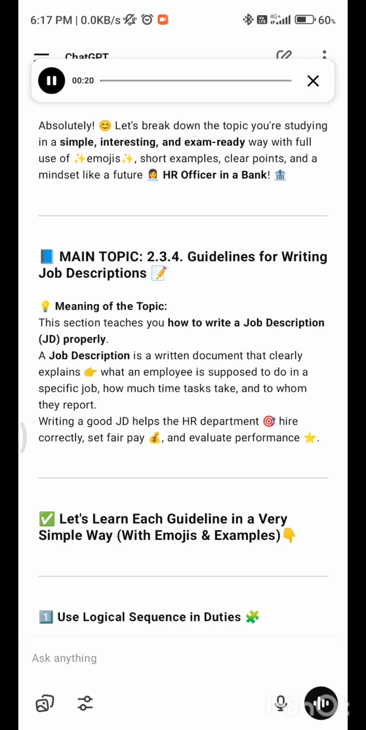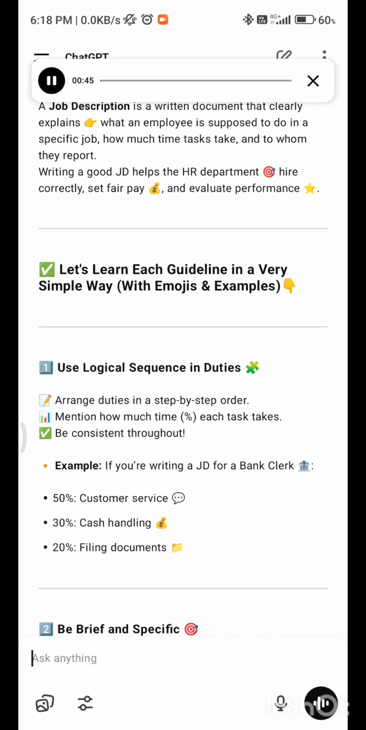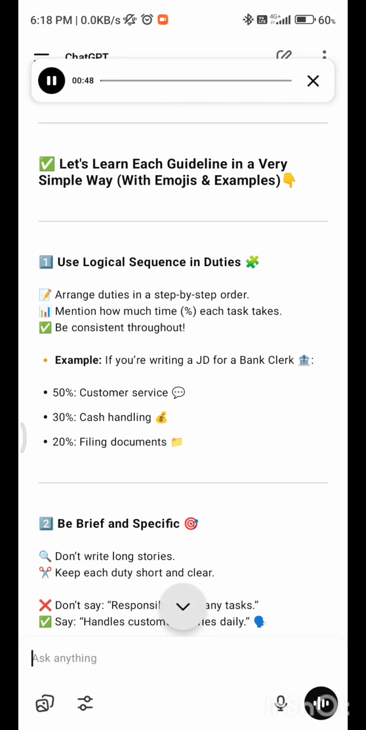Meaning of the topic. This section teaches you how to write a job description, JD, properly. A job description is a written document that clearly explains what an employee is supposed to do in a specific job, how much time tasks take, and to whom they report. Writing a good JD helps the HR department hire correctly, set fair pay, and evaluate performance. Let's learn each guideline in a very simple way with emojis and examples.